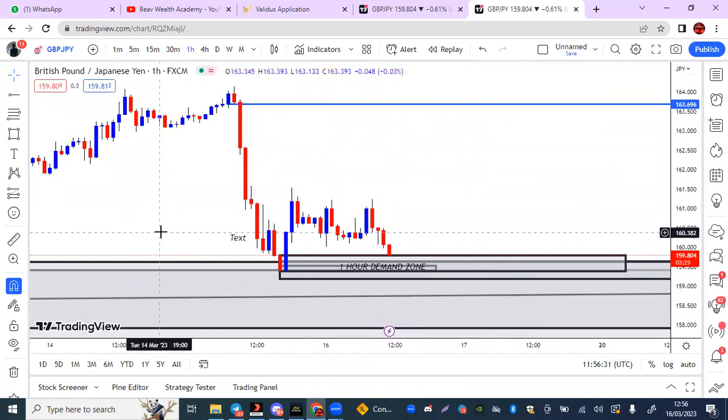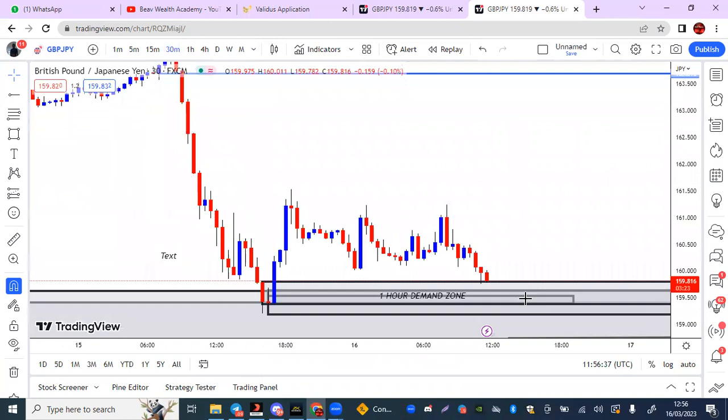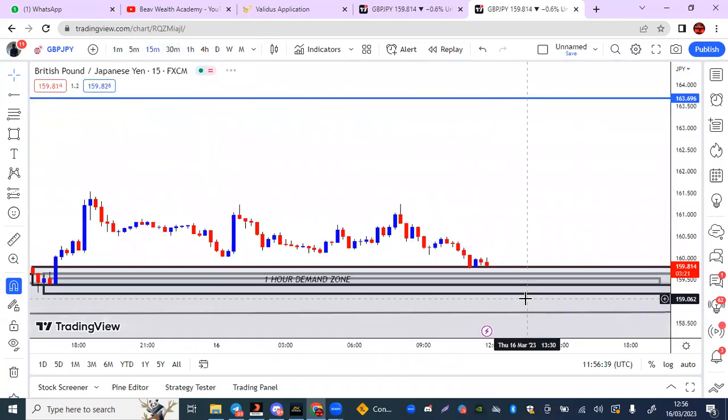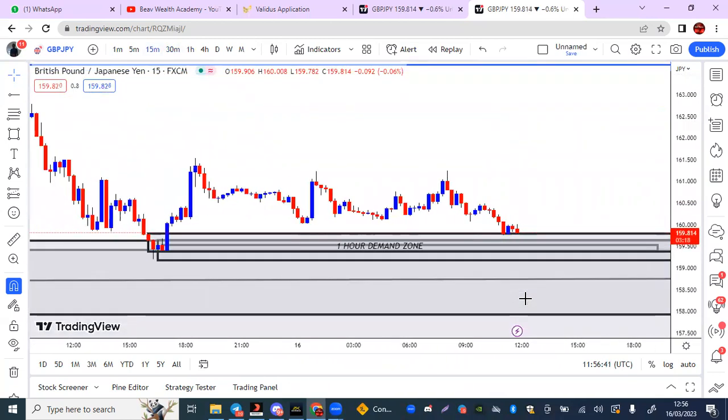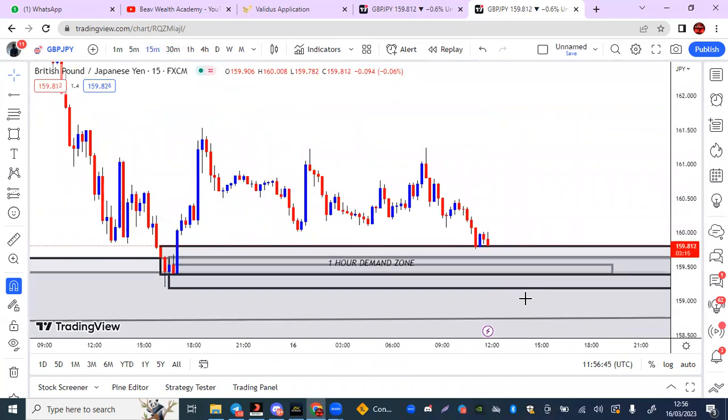Price is already at our demand zone on the 1 hour time frame. Let's see 30 minutes, what's happening? Let's drop to the 15 minutes. So guys, we're just going to watch out and see how price plays. I'm going to pause this so this video is not too long, then continue the recording.